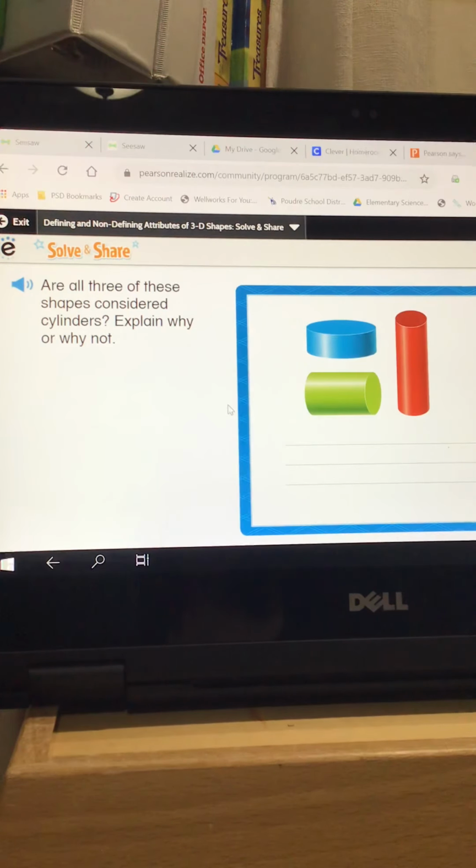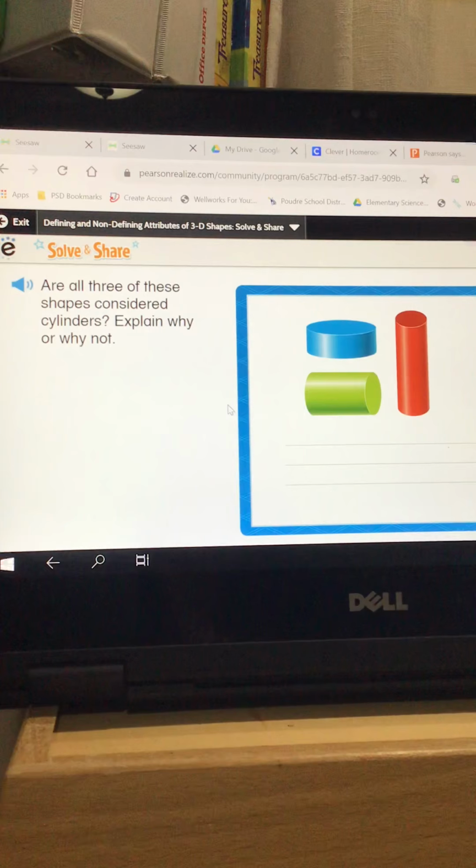All right, guys, welcome to math. We are on to 3D shapes like we started last week on Friday. So our solve and share today is, are all three of these shapes considered cylinders? Explain why or why not.